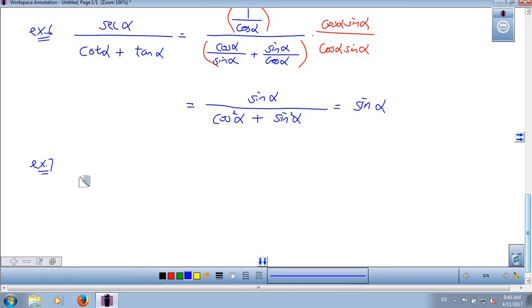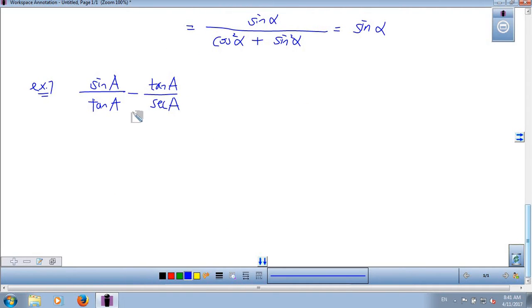Alright, let's try another example here. Sine A divided by tangent A minus tangent A divided by secant A. Again, in this kind of fraction, we want to combine the fractions and have the same denominator, but let's first convert them in terms of sine and cosine, and see how we can simplify that. So tangent is sine over cosine, and secant is 1 over cosine.